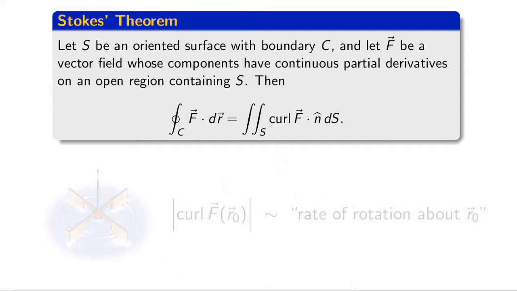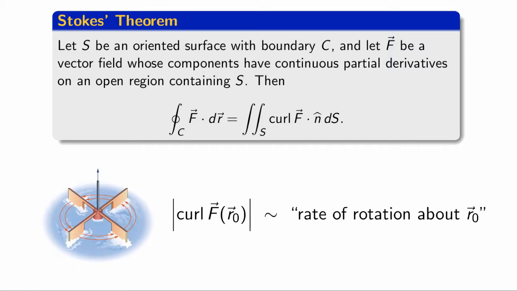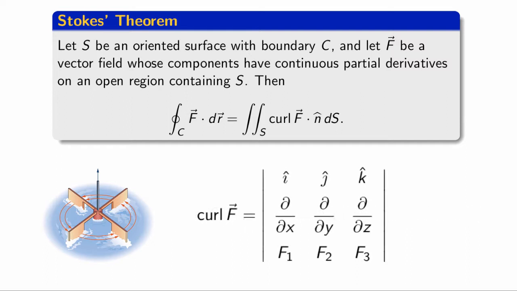Since this theorem involves the curl, let's recall that the magnitude of the curl at a point is related to the amount of rotation that the field induces. We have a formula for computing the curl, but it'll actually be easier to understand Stokes' theorem if we quantify the curl in a different way. We'll measure the amount of rotation by computing the line integral of the field around a small loop enclosing the point of interest.